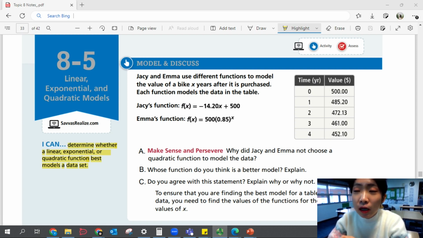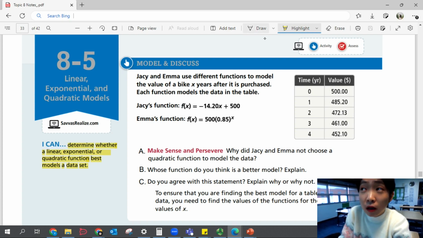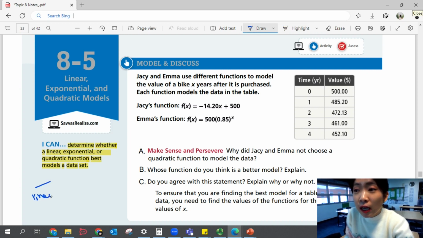Okay, so remember the characteristics of these functions. Linear will have basically a straight line, right? And exponential will have a curve that grows or decreases exponentially, and the quadratic function goes both ways, either facing up or facing down, right?